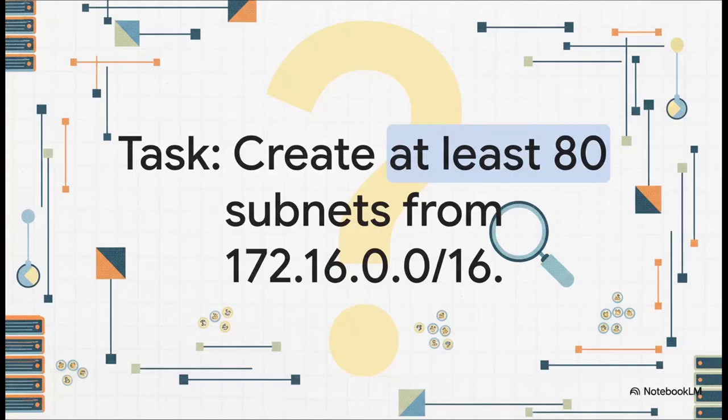Okay, so here's the next challenge. You're now in charge of a much bigger network. 172.16.0.0/16. And the requirements are bigger too. You need to carve out at least 80 subnets from this thing. Don't let the big numbers intimidate you. We're just going to apply the exact same process.